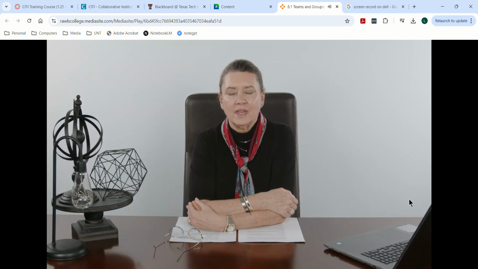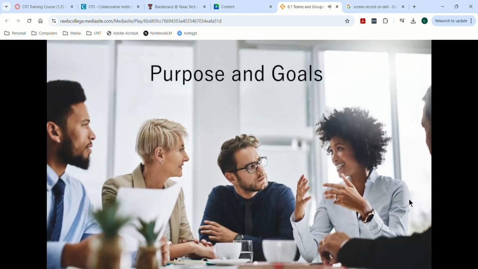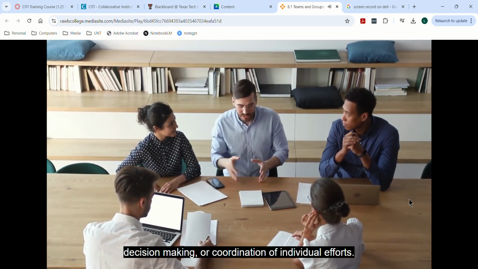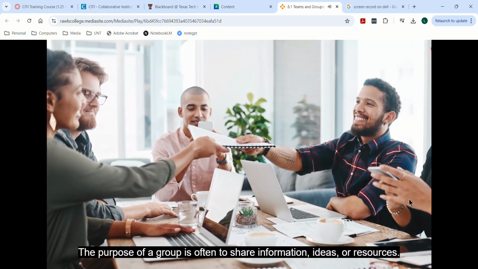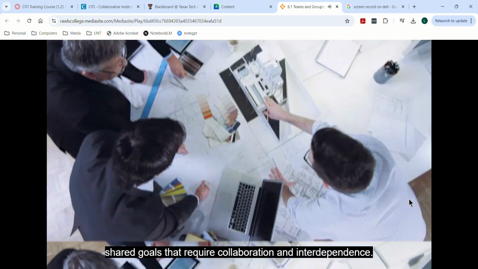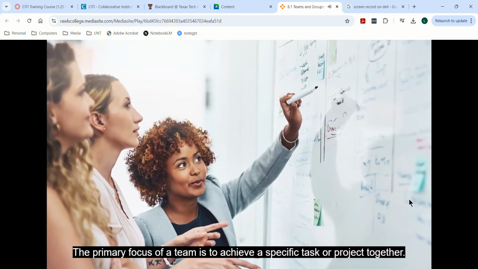Groups and teams are terms often used interchangeably, but they have distinct differences in their nature, purpose, and functioning. Here are the fundamental differences between groups and teams. First, let's look at the purposes and goals for each. Groups typically come together for information sharing, decision-making, or coordination of individual efforts. The purpose of a group is often to share information, ideas, or resources. On the other hand, teams have a collective purpose and shared goals that require collaboration and interdependence. The primary focus of a team is to achieve a specific task or project together.